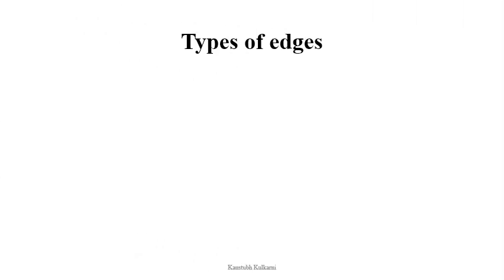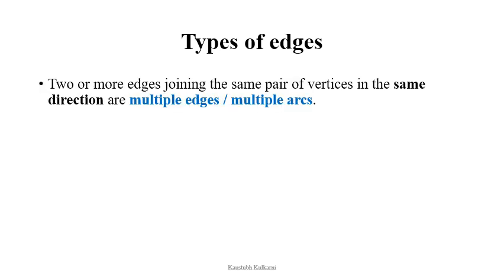Now again, the two types of edges that we had discussed before, that is loops and multiple edges, are also applicable here. The only additional thing here is that the multiple edges connecting both the vertices should be in the same direction. Only then we can call them multiple or parallel edges. If we have an edge from A to B and from B to A, both of them have opposite directions. They are between the same pair of vertices, but they have opposite directions. Then they will not be called multiple edges or multiple arcs.